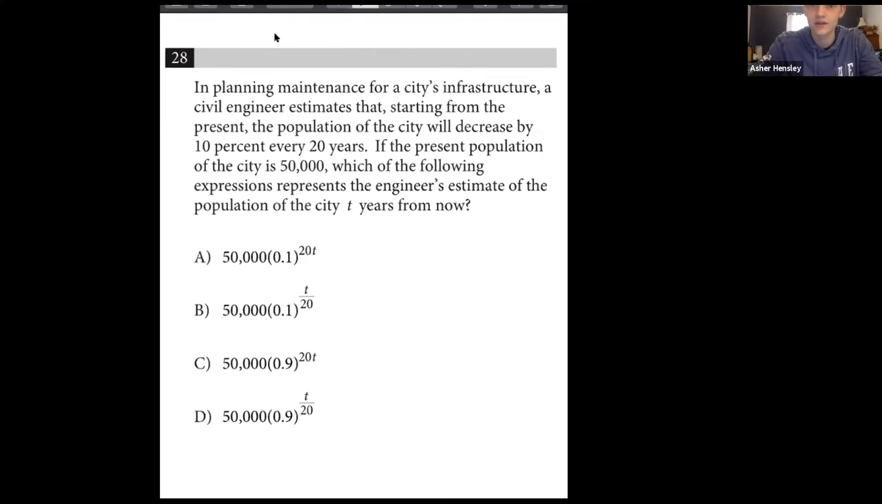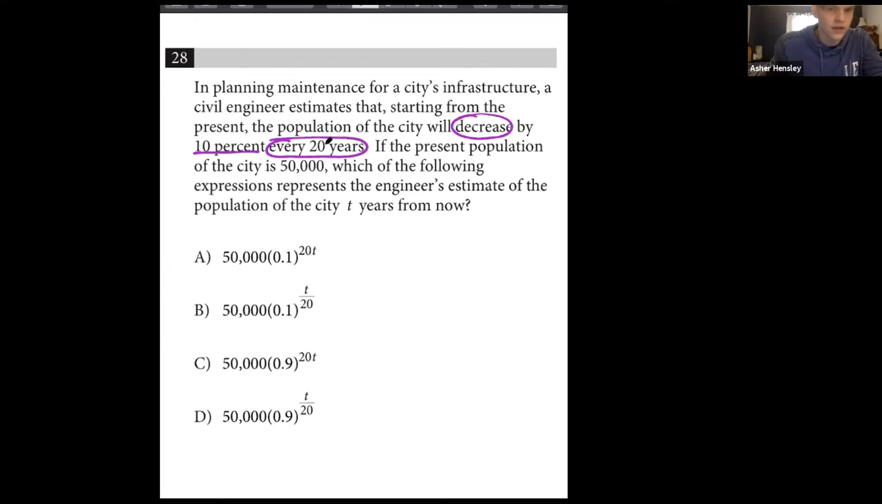Let's go through this really meticulously. Whenever you're reading this, we want to identify key terms like, okay, how frequently is this going on? Is this increase or decrease? Stuff like that. So let's go through it. In planning maintenance for the city's infrastructure, a civil engineer estimates that starting from the present, the population of the city will decrease by 10% every 20 years.